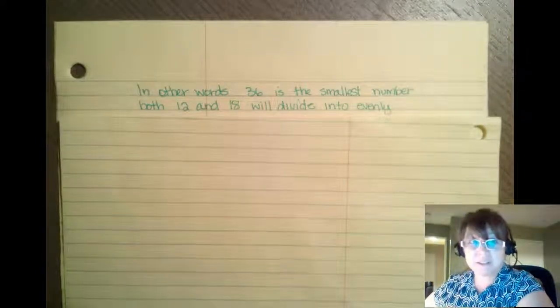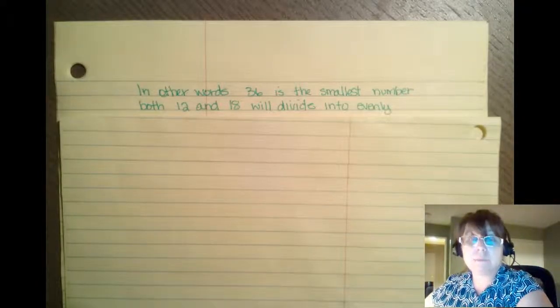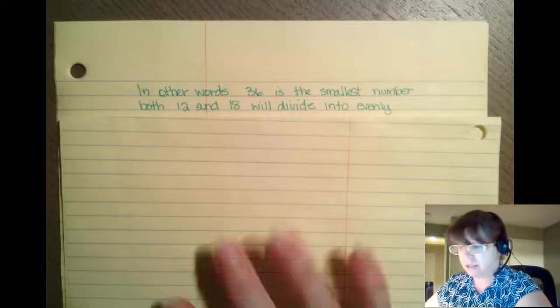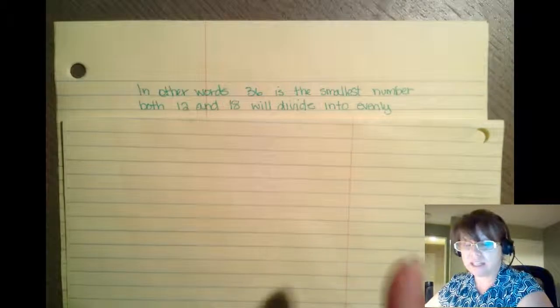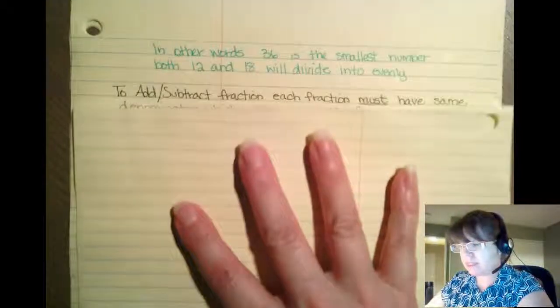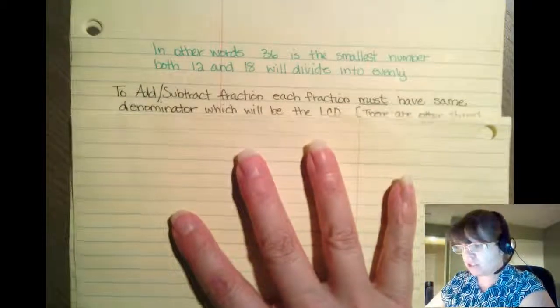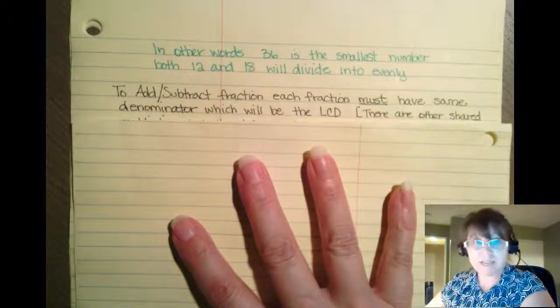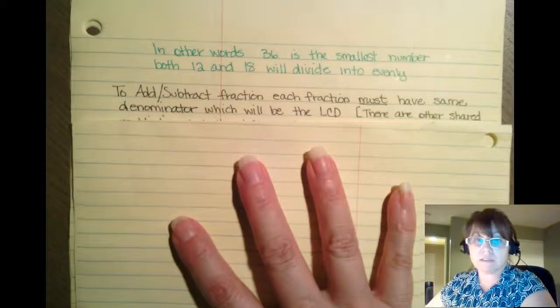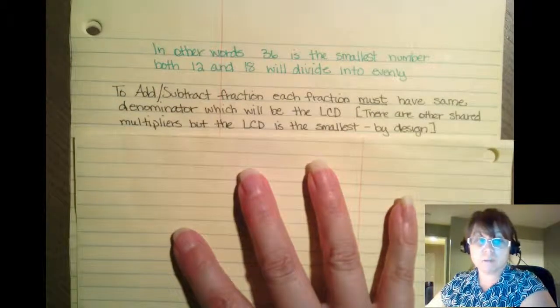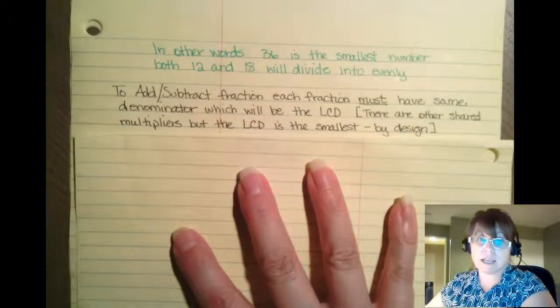So in plain words, 36 is the smallest number that both 12 and 18 will divide into evenly. And that's the whole point of this exercise. Let's get a number that they'll both divide into. And then to add and subtract fractions, each fraction must have the same denominator, which will be the LCD that we found. So there's shared multiples, but the LCD will be the smallest by design.